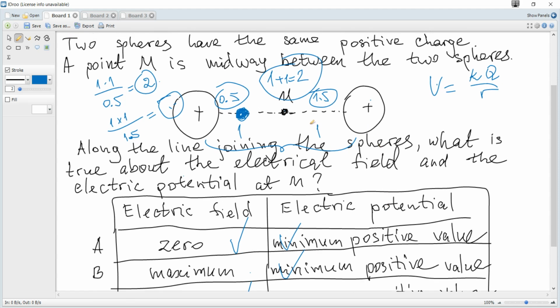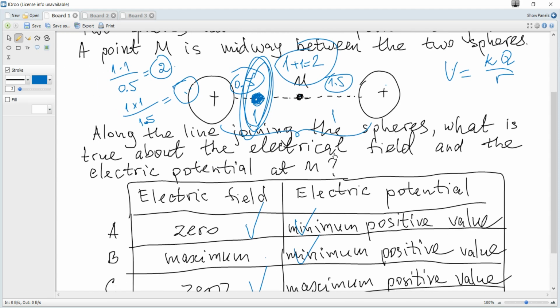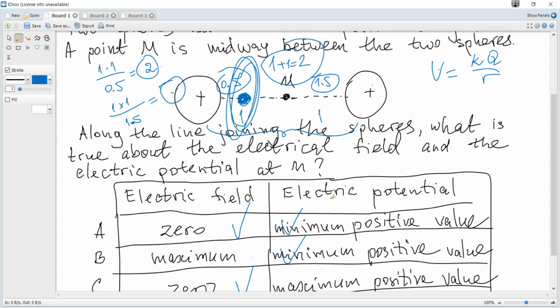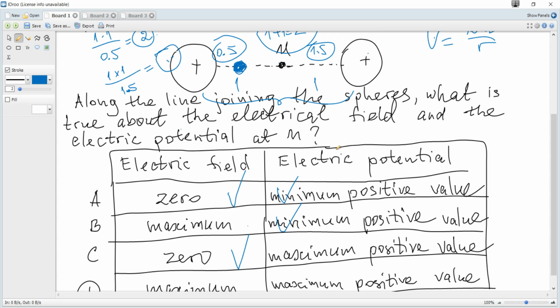If you calculate at this point and it is less than 2, it implies that at M is a maximum, provided that at M is some extreme value, minimum or maximum. And that's all for this question. So A is correct.